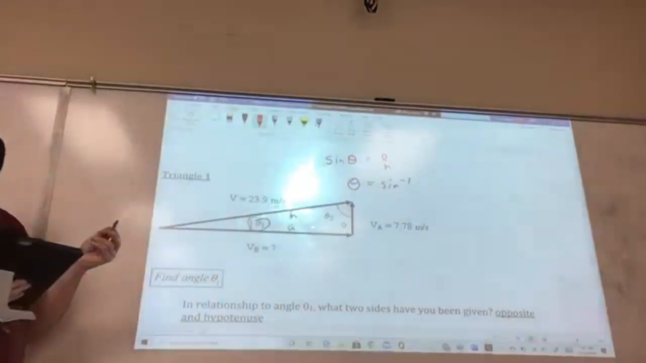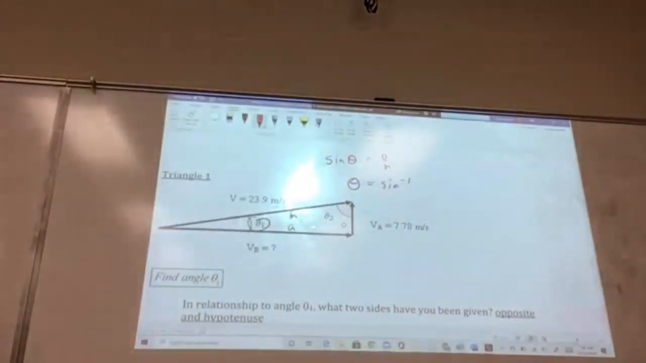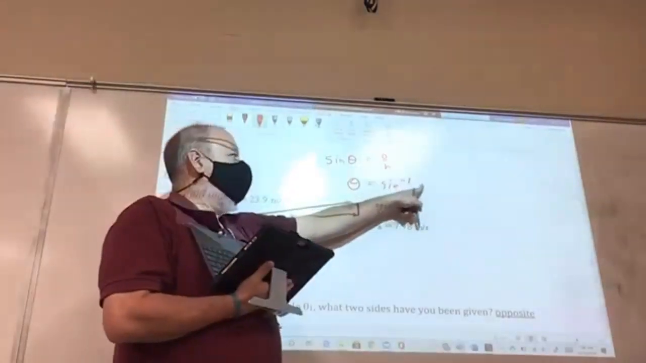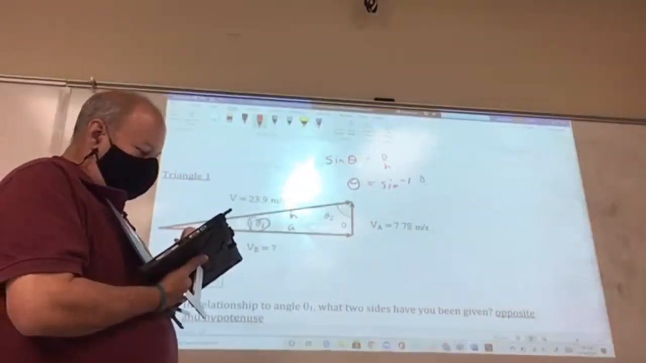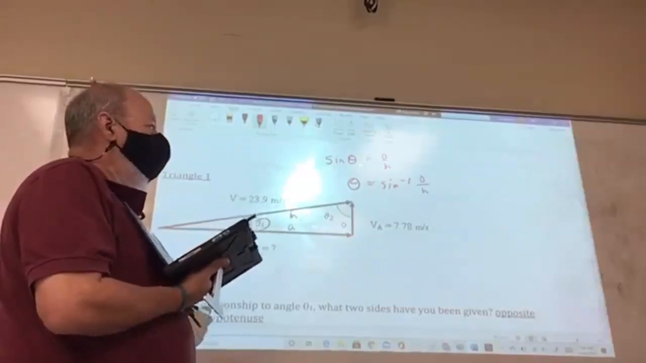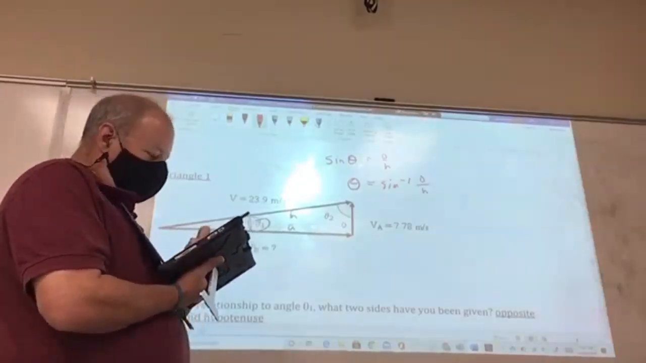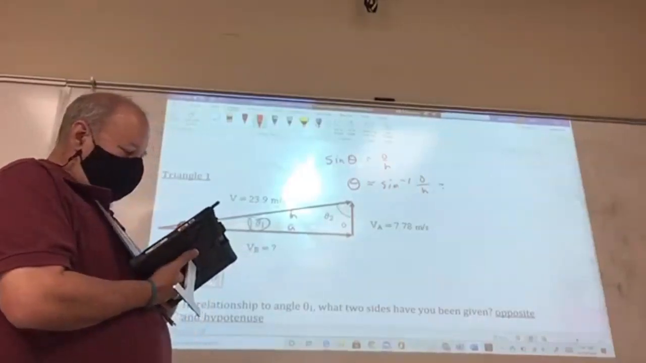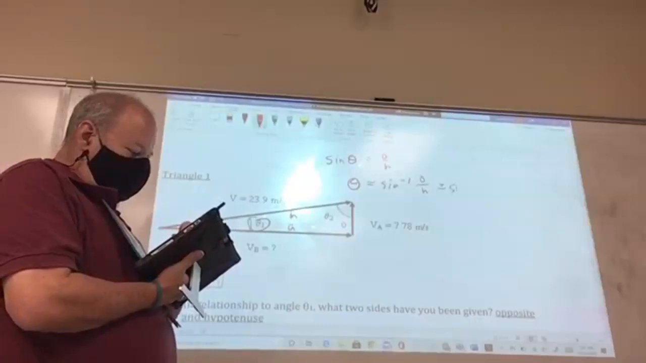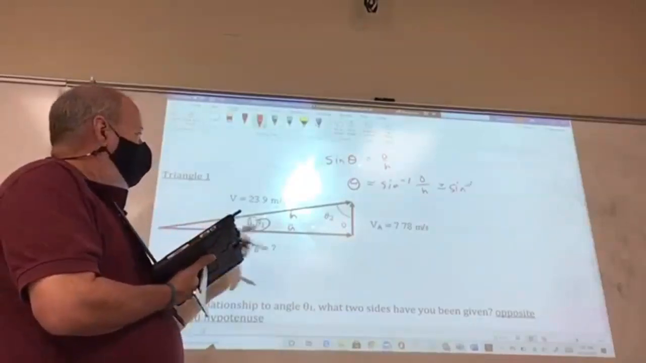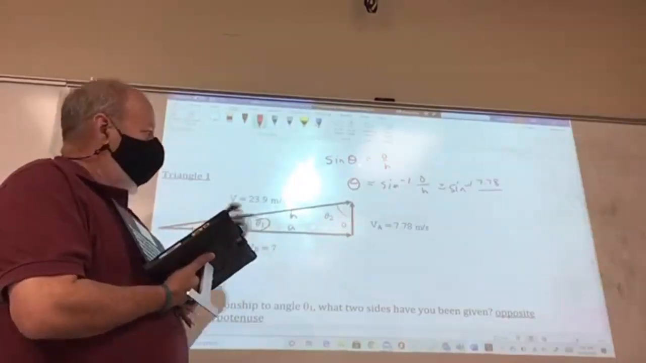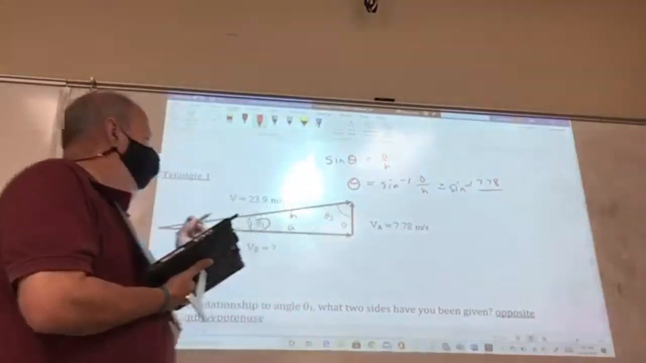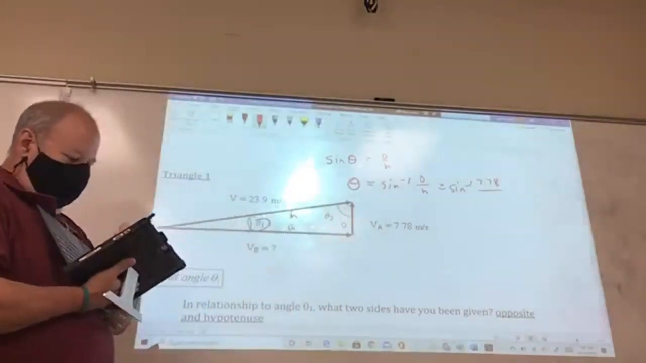We remember that on our calculator, all we need to do to get that is to hit the second button and then the sine, and that will give us the inverse sine, not the negative sine. Then I'm going to put the opposite over the hypotenuse there. So now all I'm going to do is finish this by saying this equals the inverse sine of the opposite, 7.78. Since I'm just using the ratio here, I don't really need the units. Divided by 23.9.